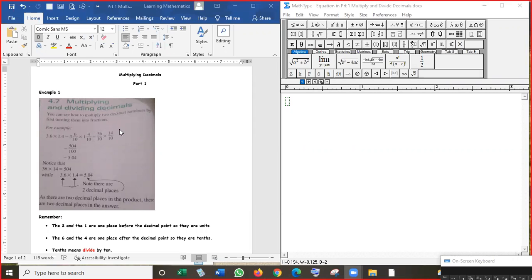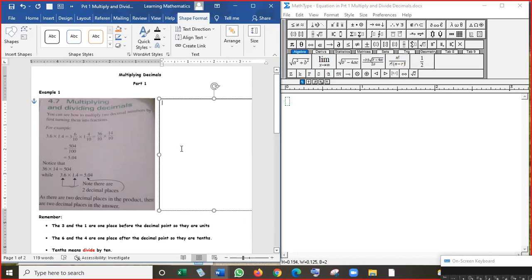Take out your pencil, take out your paper, and start to write multiplying and dividing decimals. You can see how to multiply two decimal numbers by first turning them into fractions. So please write that down. Multiply decimals by first turning them into fractions. Okay, so start writing that. So head your books, multiply decimals. Multiplying decimals. We'll do division in another video.